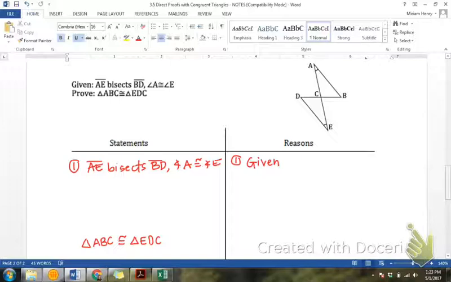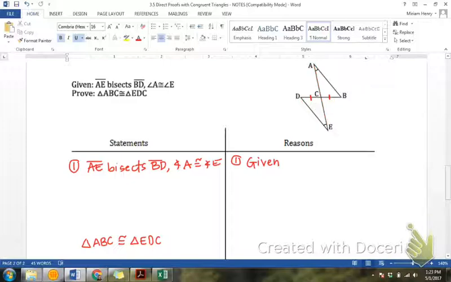Elvis? Look, AE bisects BD. So what does bisect mean? Cuts it in half, right? So what has been cut in half? Has BD been cut in half, or did AE get cut in half? We're just talking about the diagram first. DC and CB. Perfect. DC and CB should be marked congruent to each other, because it says that AE cuts this one in half. So you have to be careful that you read it.